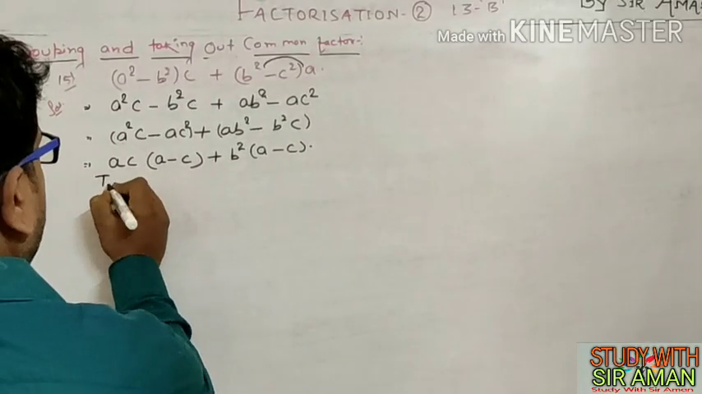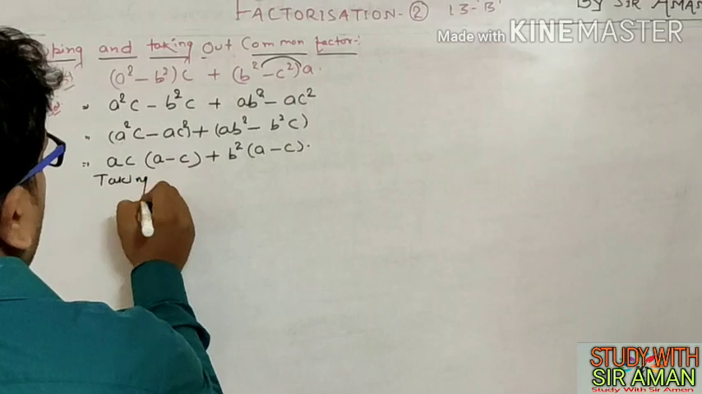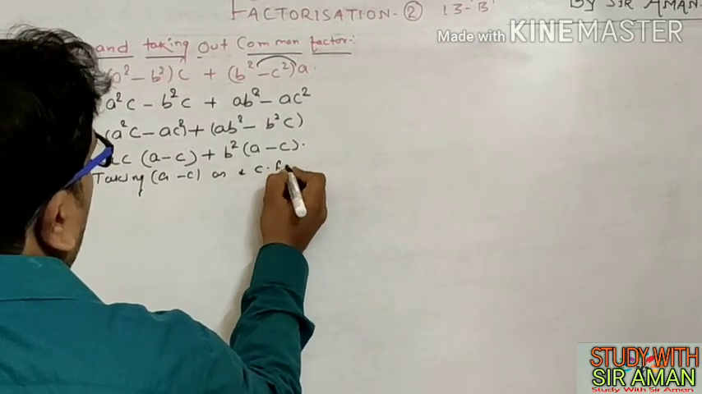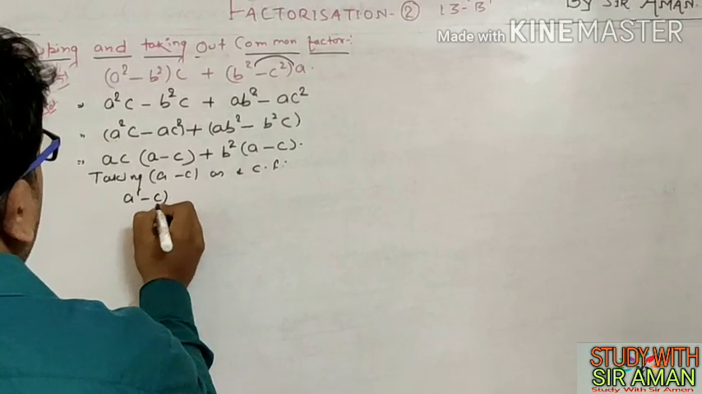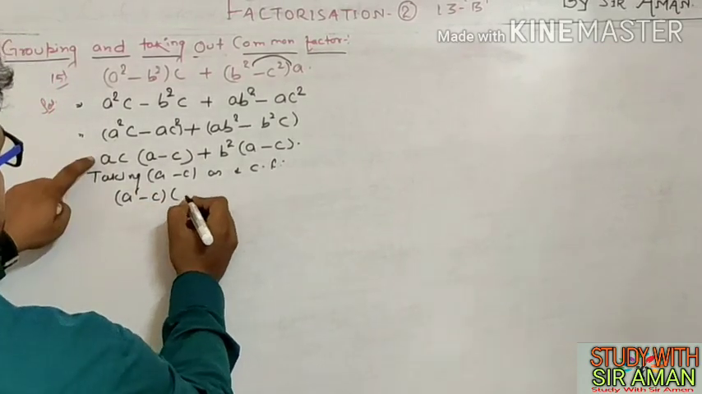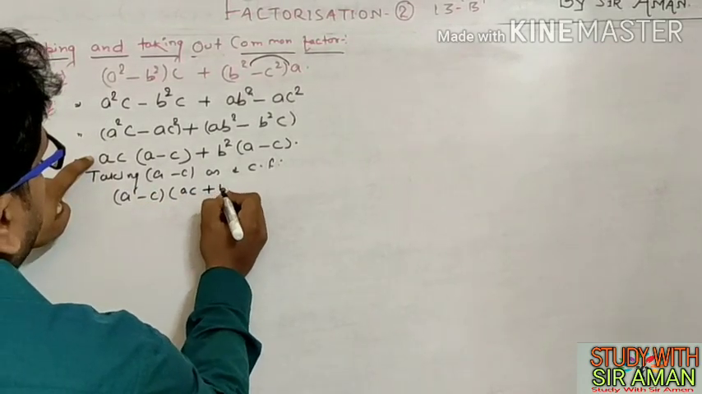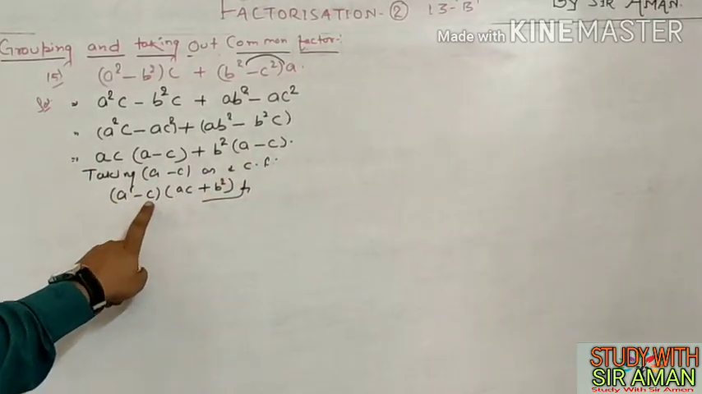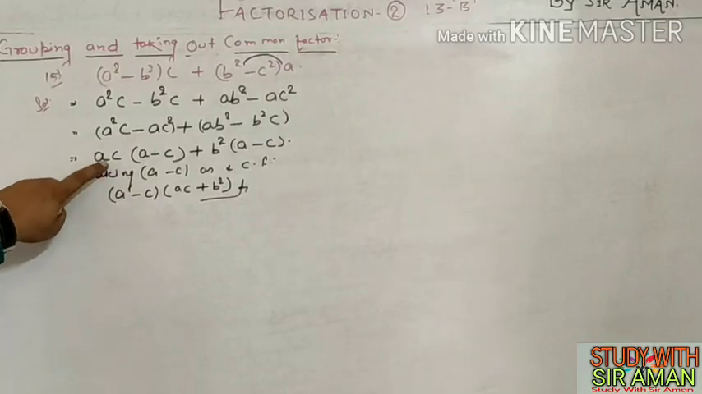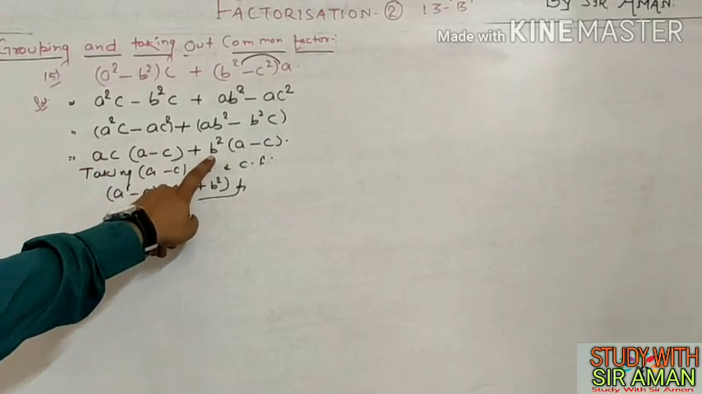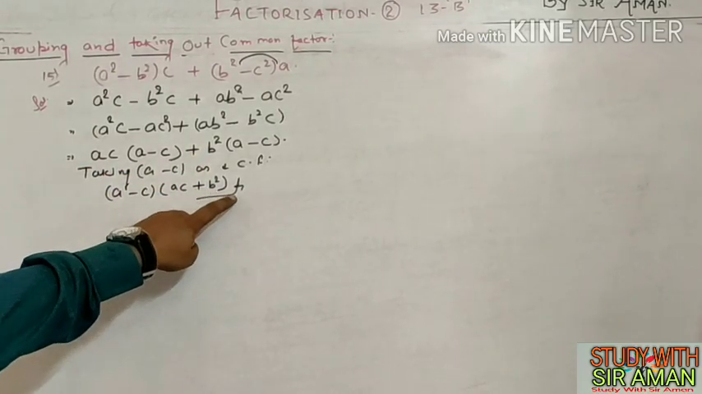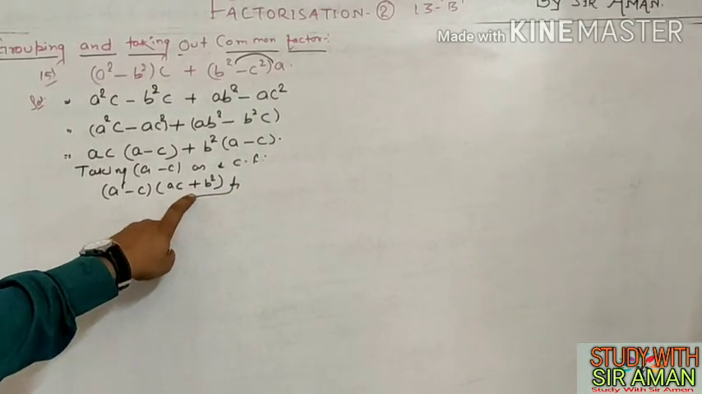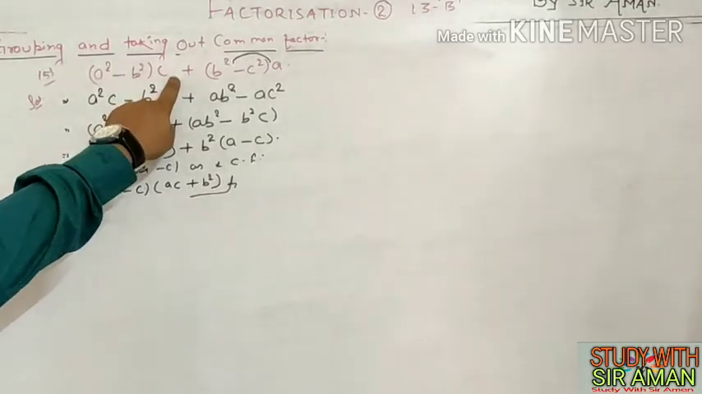Now taking a minus c as a common factor: (a − c) bracket ac plus. After taking common, whatever is left we have to write. What is left here? ac. It carries plus b², which is our required answer. If you want to check, multiply these two terms, the same question will come out.